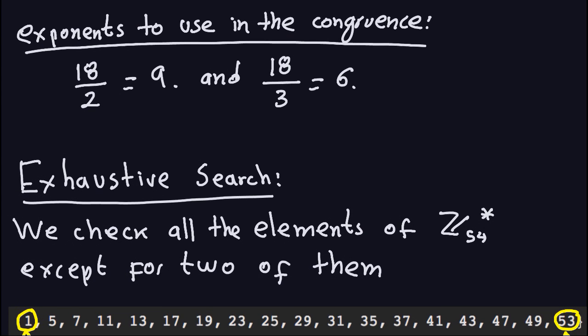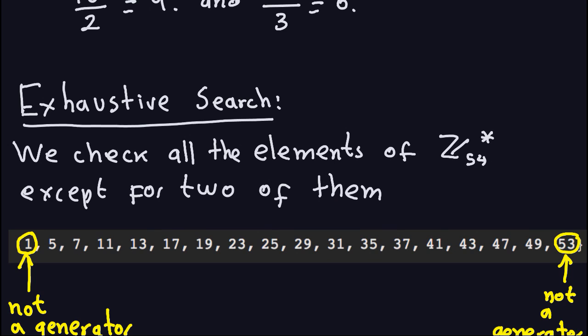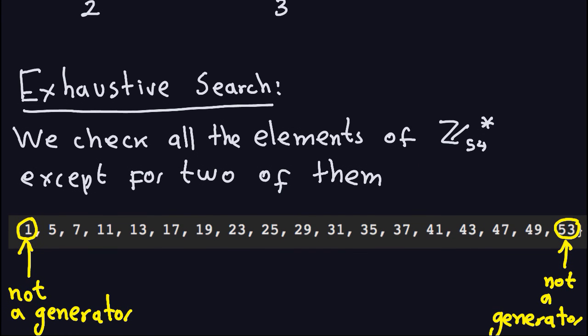Okay, I want to know all of them, so we have to do exhaustive search. So basically what that means is I have to take all the elements in Z54 star, check every single one of them, and see if they are generators or not. So these are the elements here.